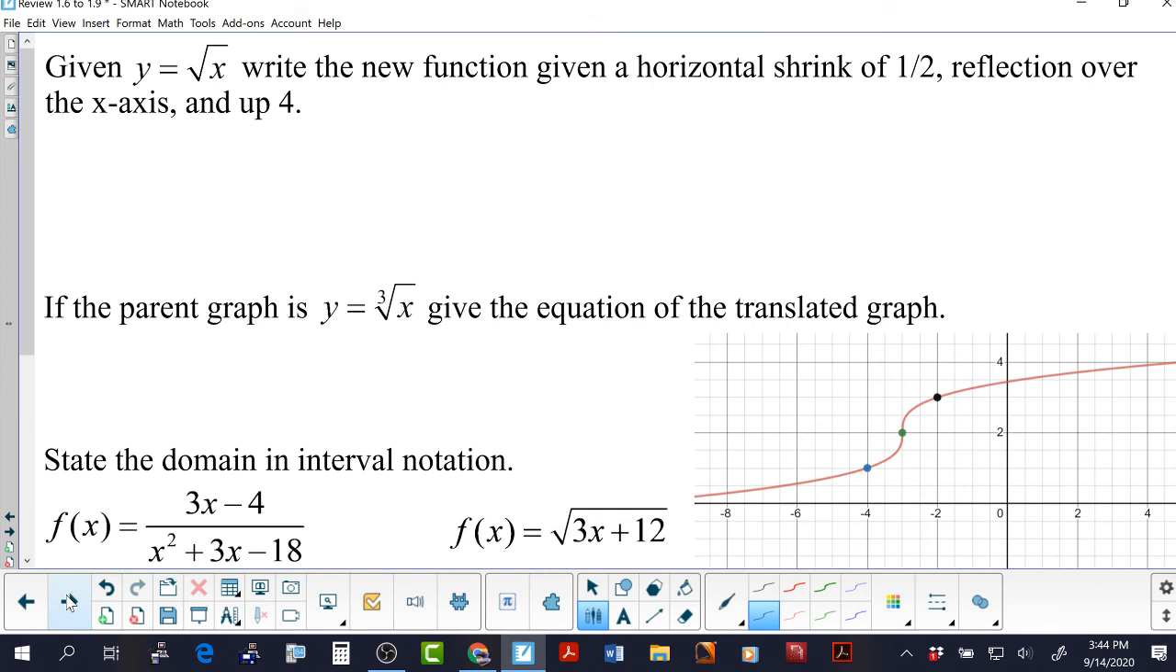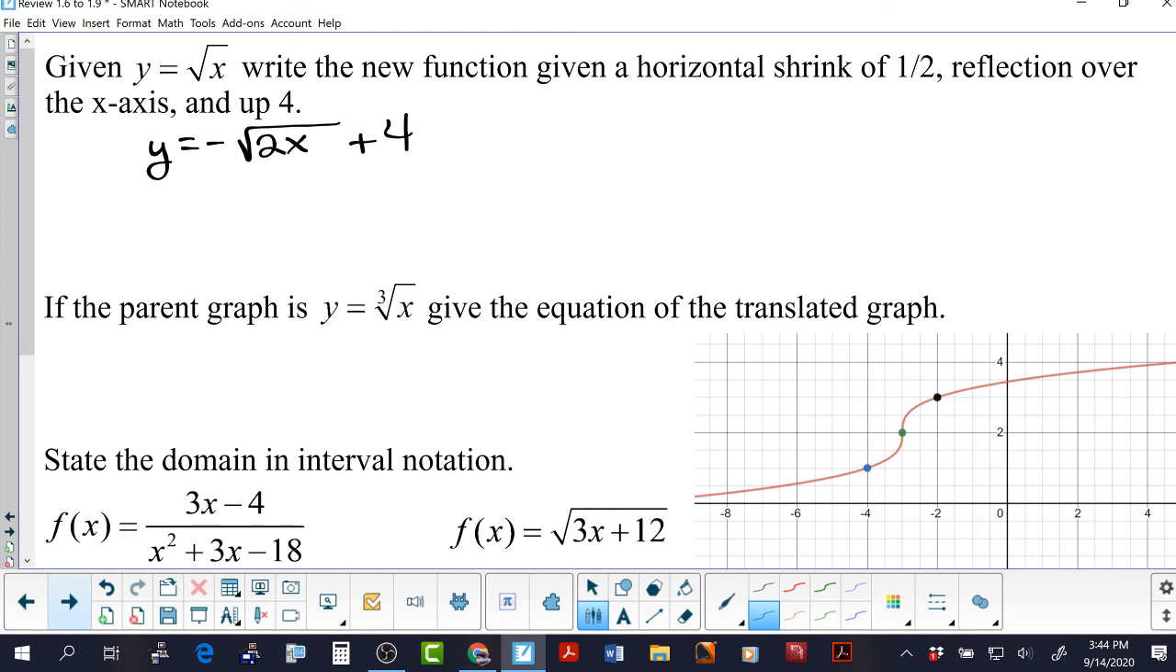Given y equals square root of x, write the new function given a horizontal shrink of 1/2, reflection over the x-axis and up 4. Reflection over the x-axis, that's outside. Horizontal shrink of 1/2, that's 2x, and then up 4 is plus 4.